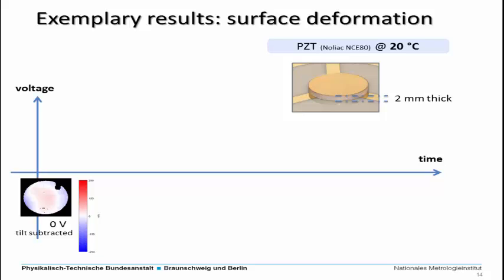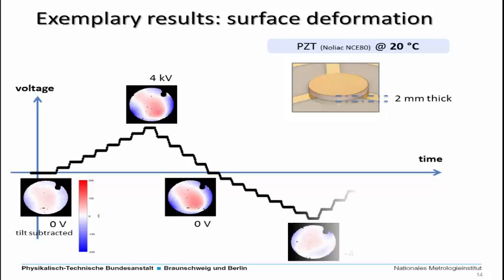First of all, the surface deformation, which is special for our setup because this cannot be detected in the German interferometer, as this type of interferometer only detects pointwise deformations. This image shows you the sample surface at the beginning of the measurement. The tilt is subtracted to see the real surface variation.